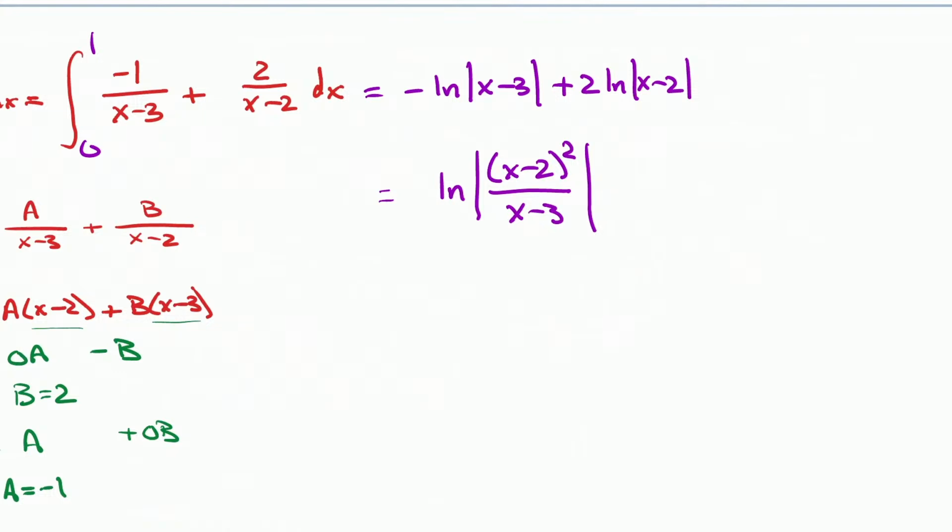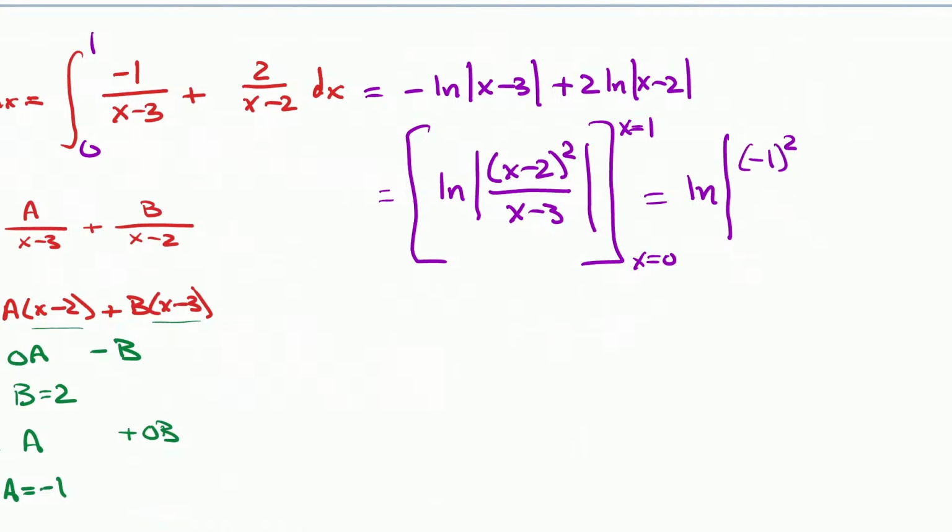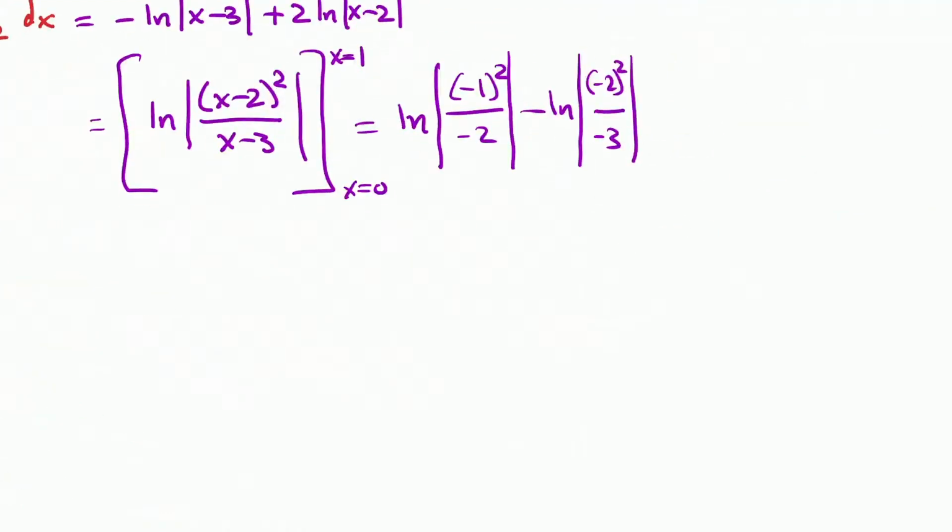And this. Okay, so that means that we're going to have this evaluated from x equals 0 to x equals 1. And so this is the natural log of, let's see, 1 minus 2 is -1, so -1 squared over 1 minus 3 is -2. Do I have that right? I think so. And then I'm going to subtract off the natural log of what I get when I plug 0 into there. So -2 squared over -3. I think I got all that right.